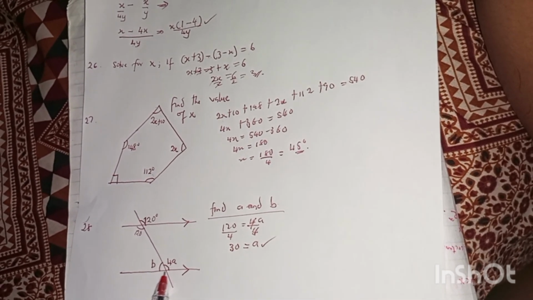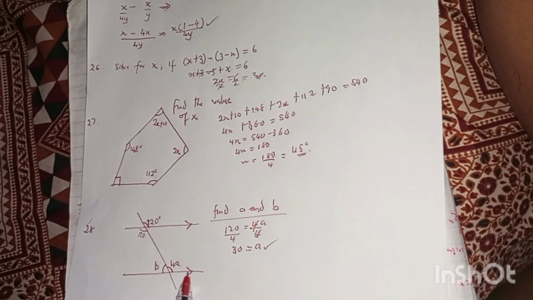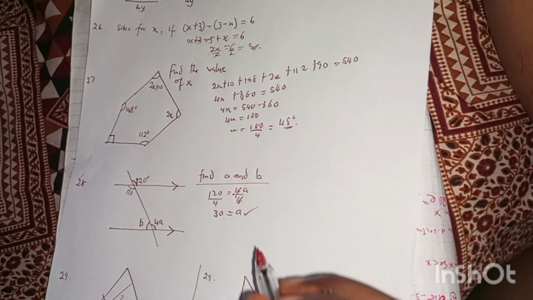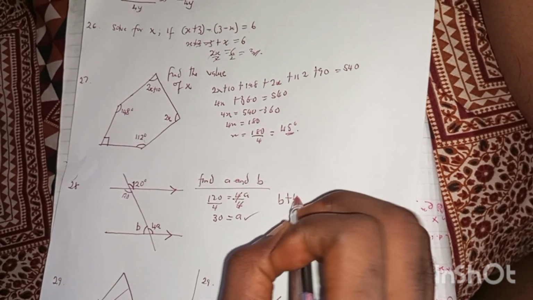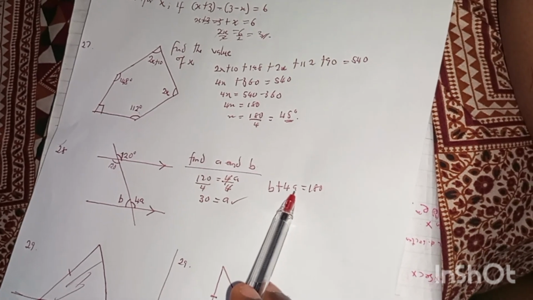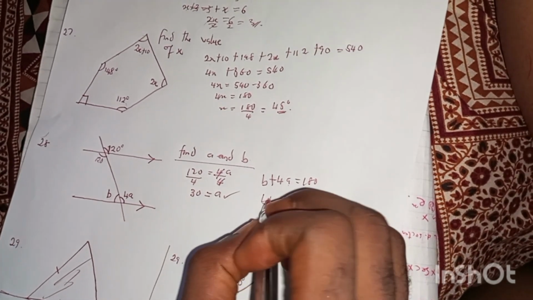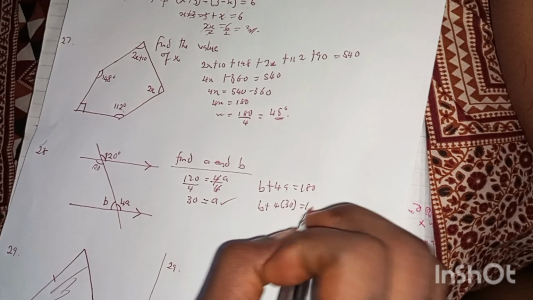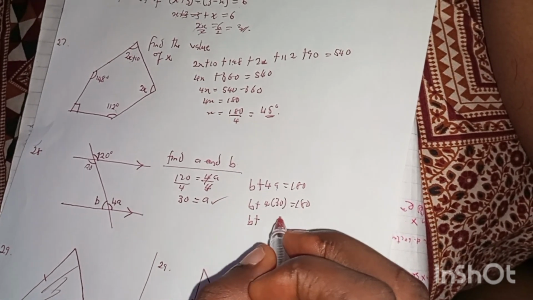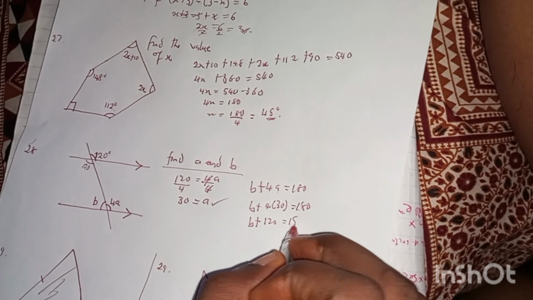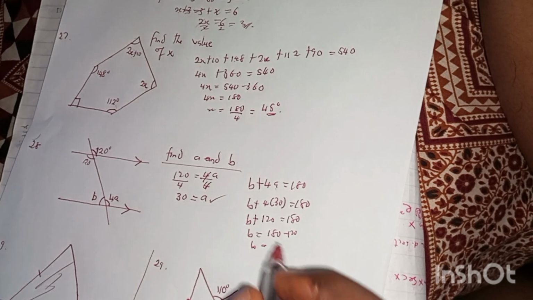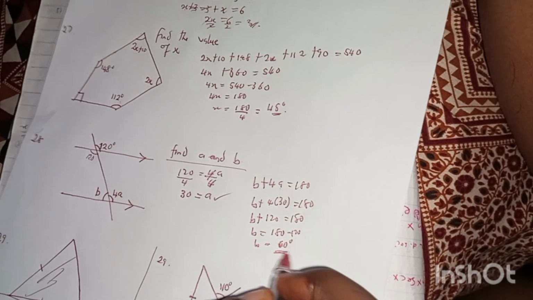Then we check B and 4a. They are on a straight line. Now we know angles on a straight line equal to 180. They are supplementary angles. So we have B plus 4a equals what? 180. And we know that a is already what? 30. So it's going to be B plus 4 times 30 equals 180. If you open the bracket, that's going to be B plus 120 equals 180. Then B is going to be 180 minus 120. B should be equal to 60 degrees.